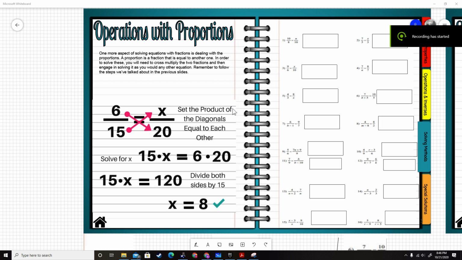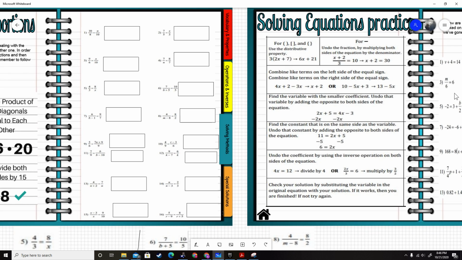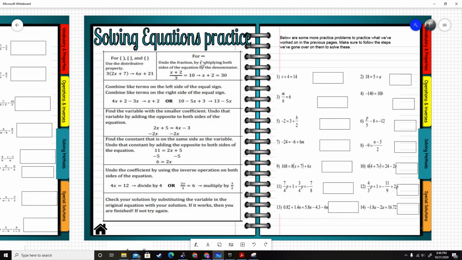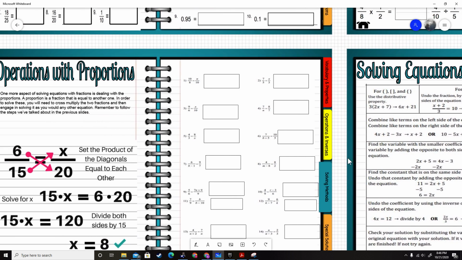This is Mr. Walker here, and we are talking about operations with proportions. This is the last thing that you have before the final page. This final page is just you running through practice between all the different types of fractions and solving equations that we have done as we go through these. So we're going to talk about this in a separate video. Then we will be with these proportions here.